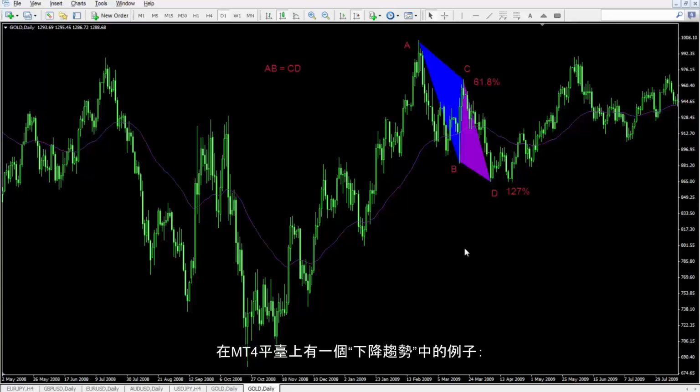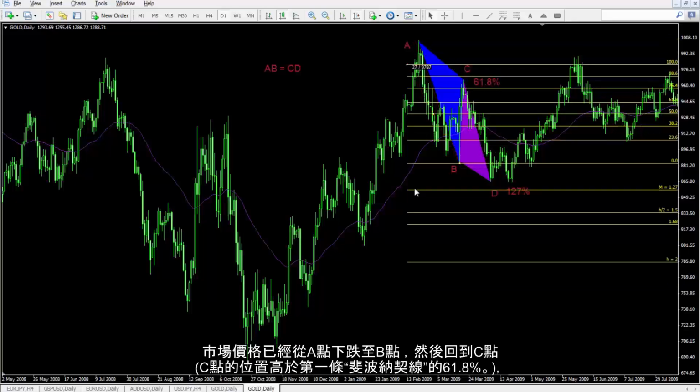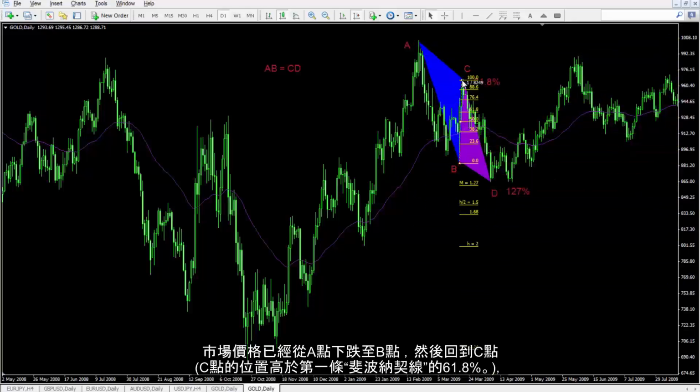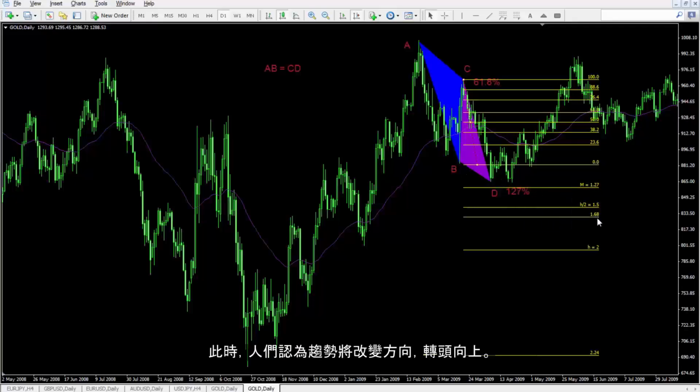An example on MetaTrader 4 has been drawn on a bearish trend. Market price has declined from point A to point B, then it returned to point C, which is over 61.8% of the first Fibonacci. Trend has decreased until point D, near 127% level of the second Fibonacci. It was assumed that the trend would change its direction towards the top.